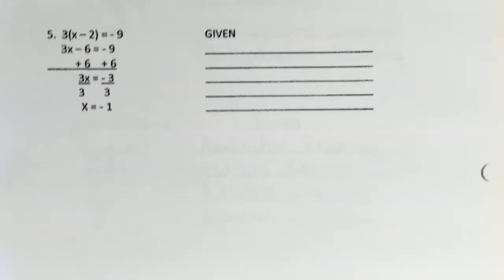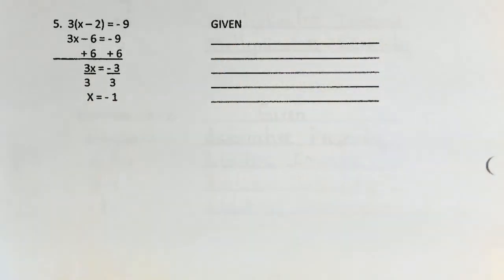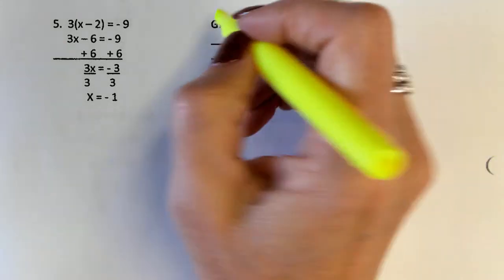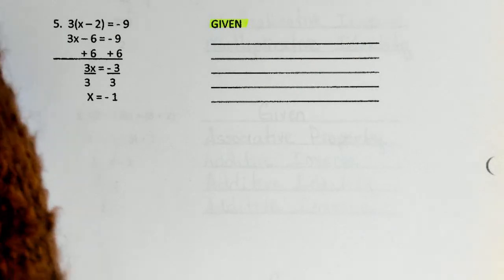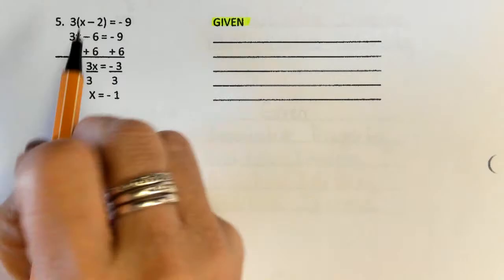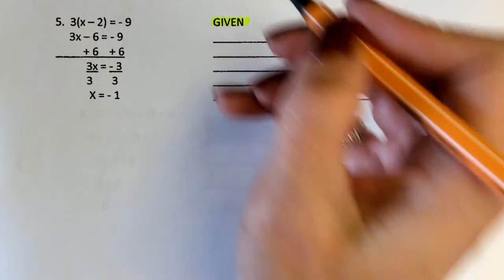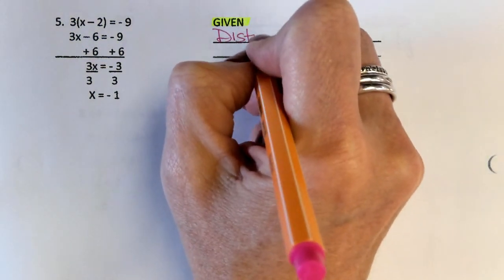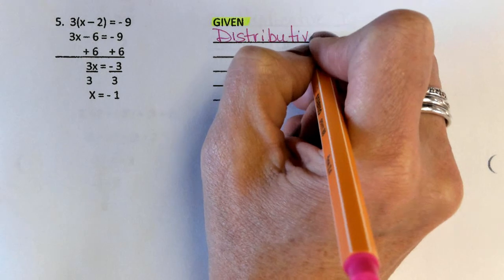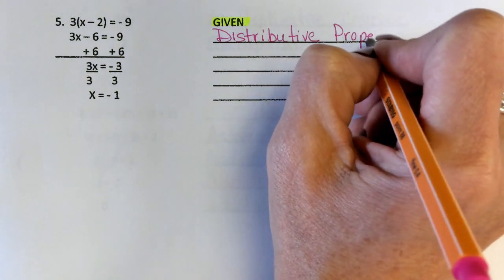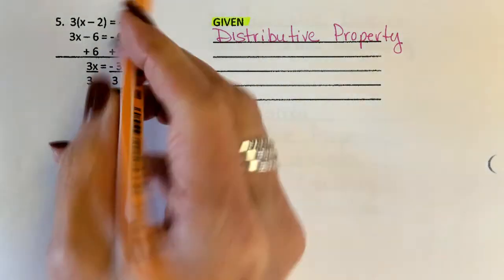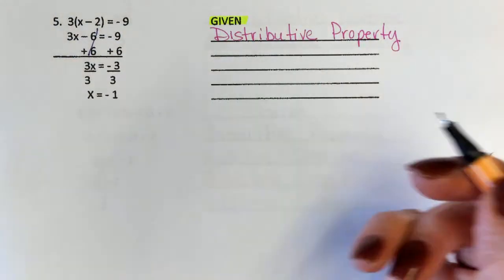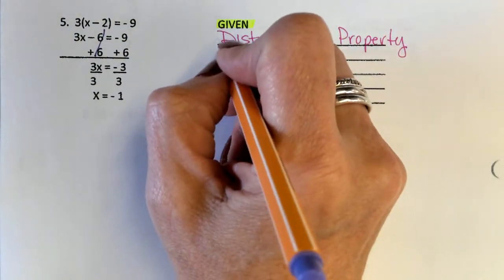All right, and our last one for today, again, this is given because they gave us this equation to solve. Okay, so our first step is to take this 3 and distribute it through the set of parentheses. So that would be your distributive property. Okay, our next step is to add 6 to both sides to get rid of that negative 6. So we're adding the opposite. That would be your additive inverse.